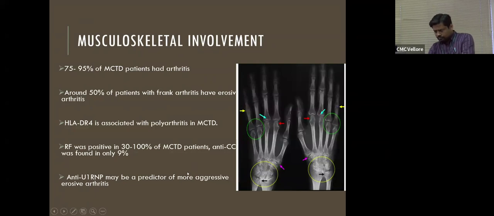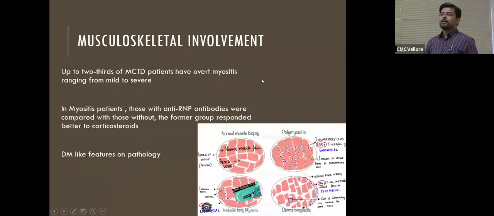So next is the muscular involvement. Almost 2/3 of the patients with MCTD will have overt myositis, which may range from mild to severe. In general, what we have been taught in rheumatology is that polymyositis or dermatomyositis are the ones which are severe myositis, while overlap myositis are usually mild, but it may not be true all the time. Especially in MCTD, patients can have a very severe myositis where they may be bedbound, but it varies.